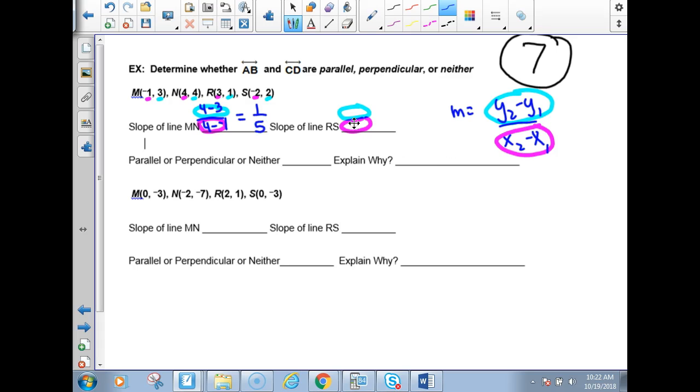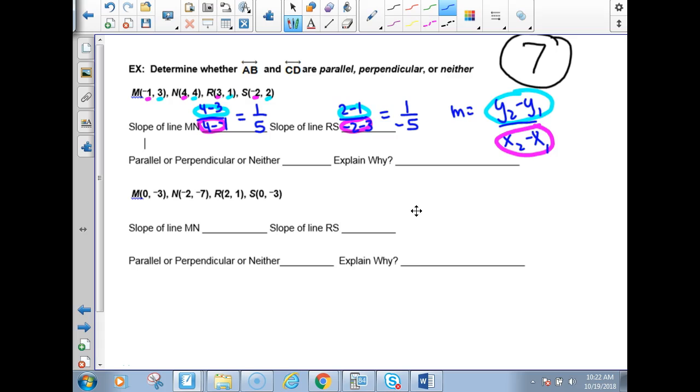For the second pair of points, R and S, starting with the y's, 2 minus 1. On the bottom, subtract the x's, negative 2 minus 3. That simplifies to 1 over negative 5, or just negative 1/5.